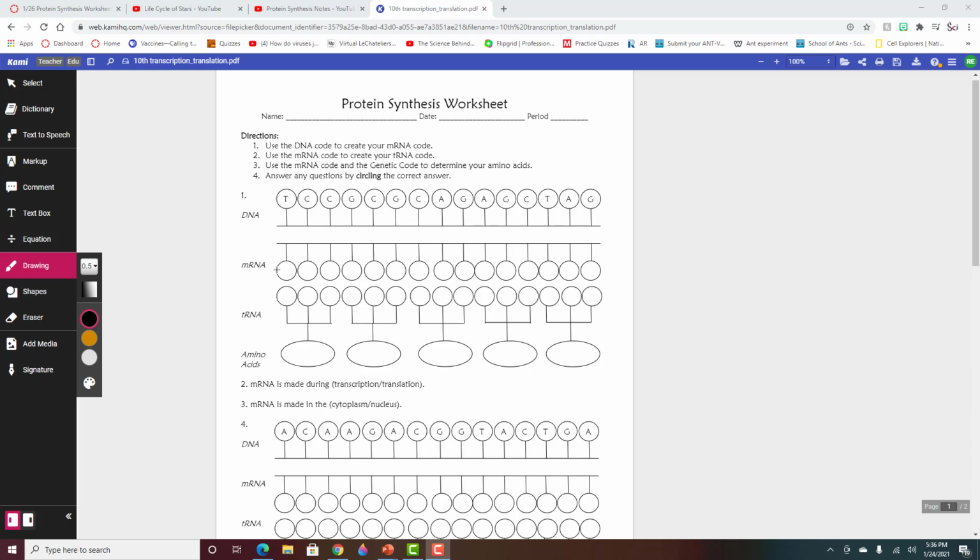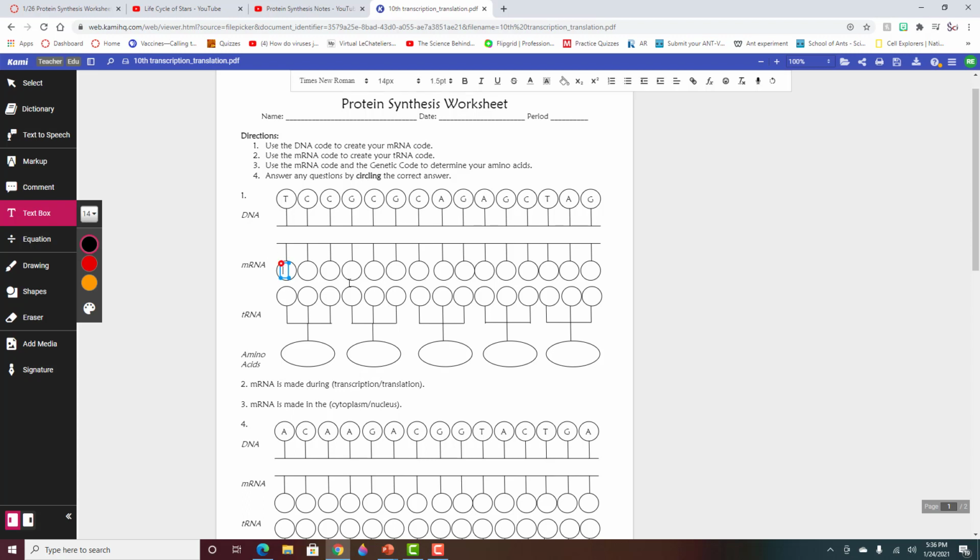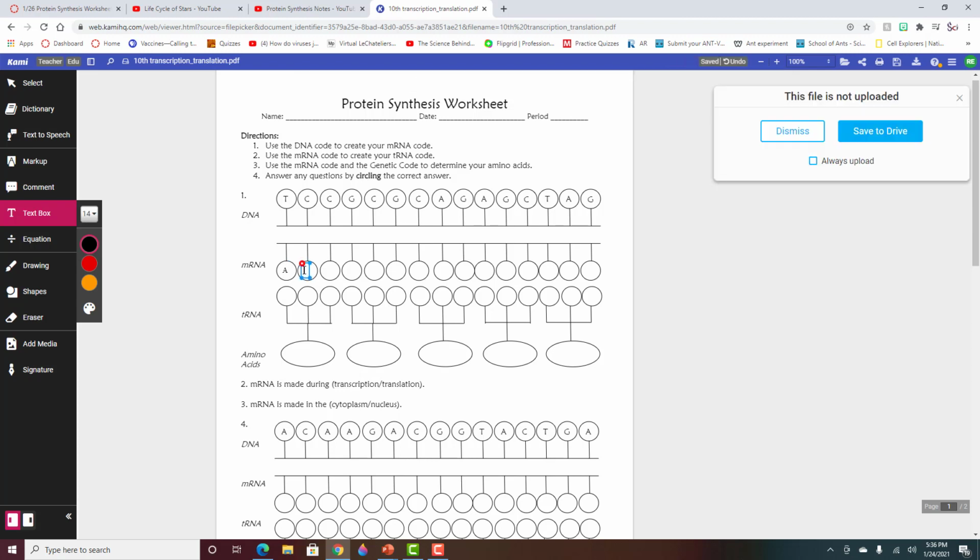So for this protein synthesis worksheet, you are going to first transcribe the DNA, so grab a text box. You have a T up here on top, and that is going to code with an A on the mRNA strand. And then you have a C, so this is going to code with a G. And then over here you have a C on top, so this is going to code with a G, etc. And you're going to continue coding that.